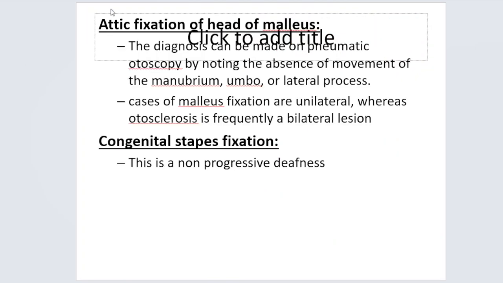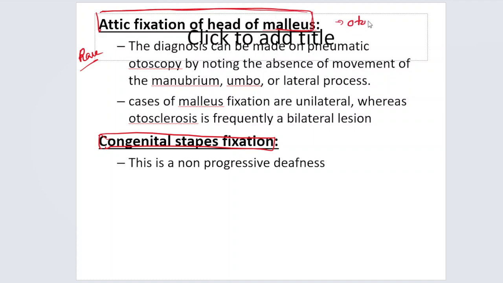These two cases, one is ossicular fixation of the head of the malleus and the other is congenital stapes fixation. These are very rare conditions. Now, how do you diagnose ossicular fixation of the head of the malleus? How do you differentiate it from otosclerosis? Diagnosis is made on pneumatic otoscopy. With the Siegel speculum, you put it on the tympanic membrane and you watch whether there is any mobility of the lateral process of the malleus, the handle of the malleus, or the umbo.